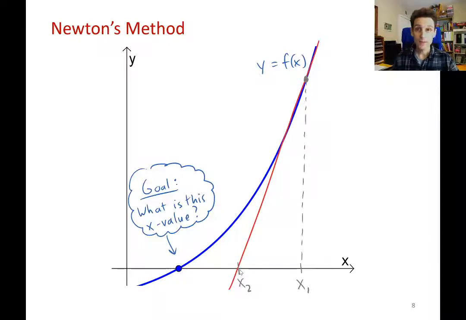Then it says repeat this process. For this new x value, x2, go up to the function, draw a tangent line through that point, and see where that tangent line hits the x-axis. We'll call that x3. You can keep repeating this process over and over again, and you'll notice how this sequence of x values gets closer and closer to the x-intercept of our function.